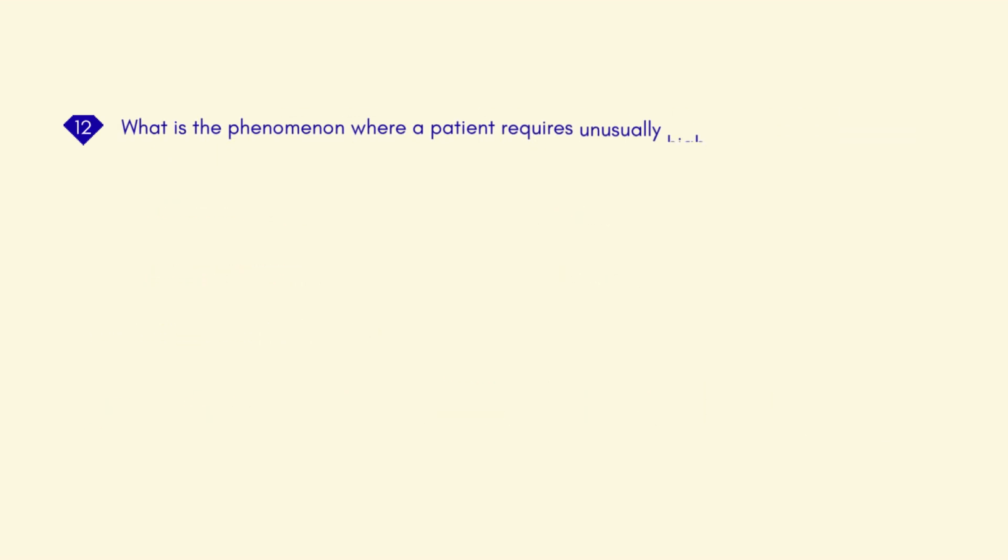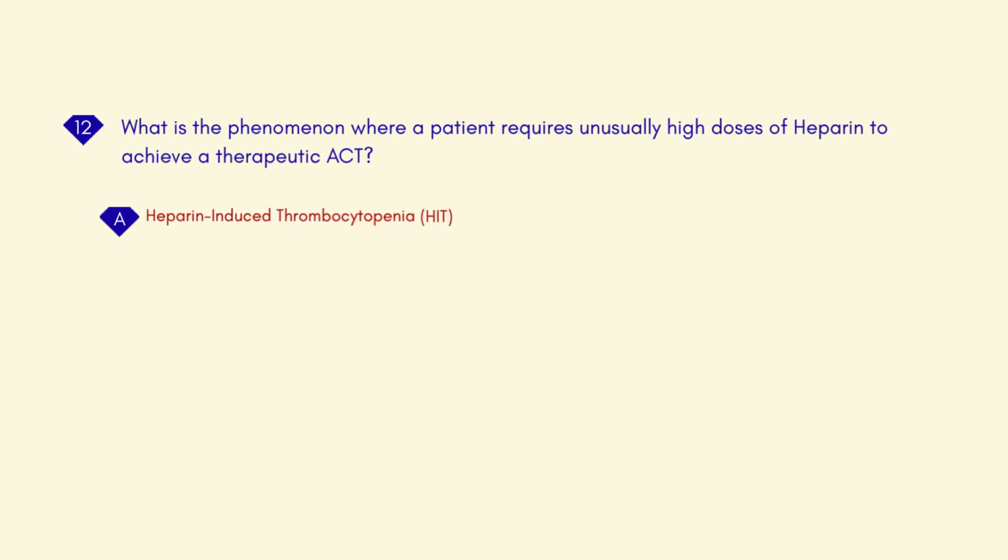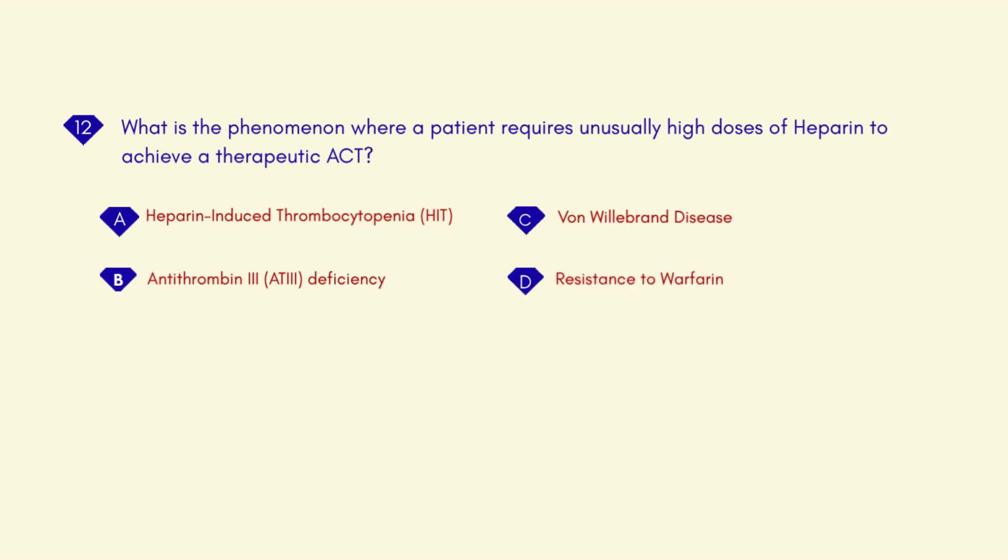What is the phenomenon where a patient requires unusually high doses of heparin to achieve a therapeutic ACT? A. Heparin-induced thrombocytopenia, HIT. B. Antithrombin III, ATIII, deficiency. C. Von Willebrand disease. D. Resistance to warfarin. Answer: B. Antithrombin III, ATIII, deficiency.